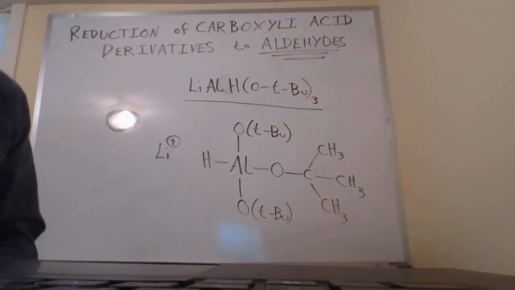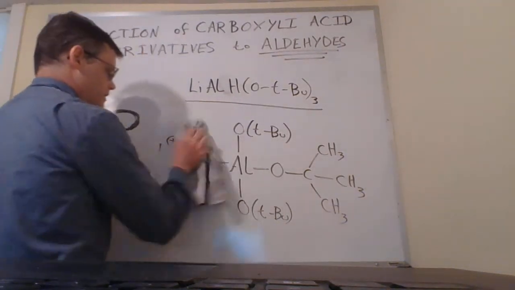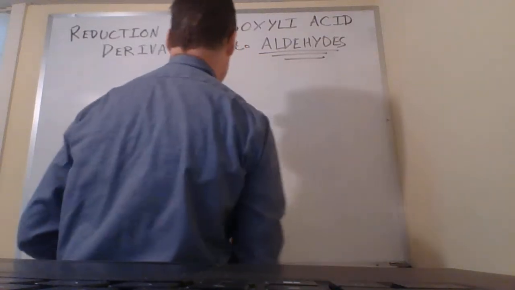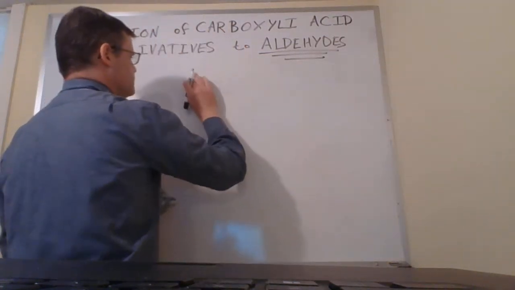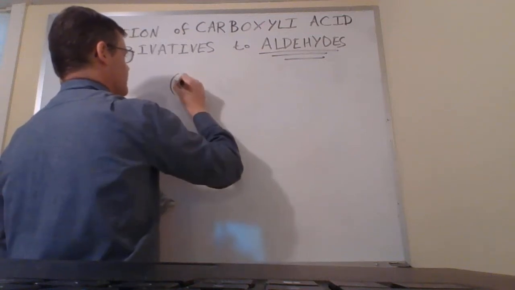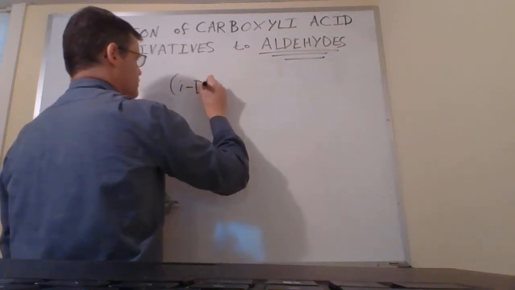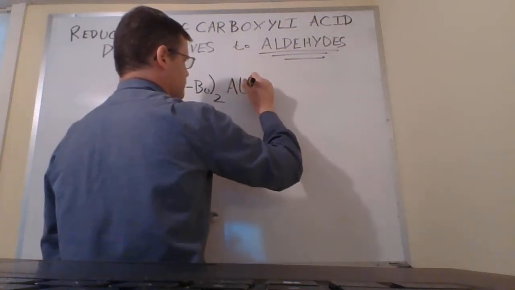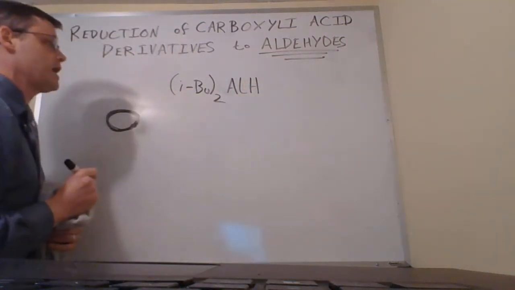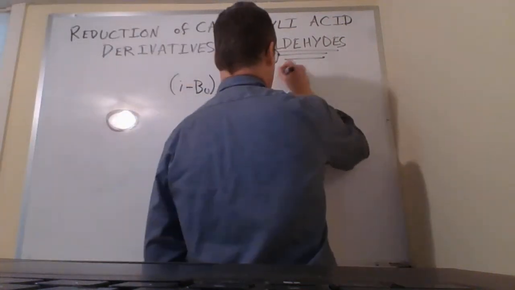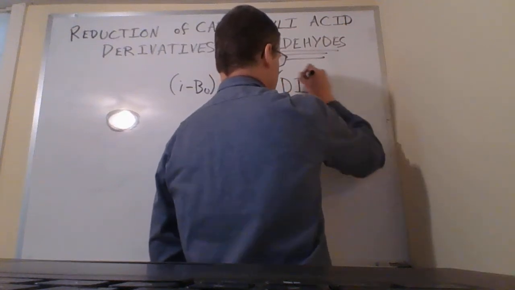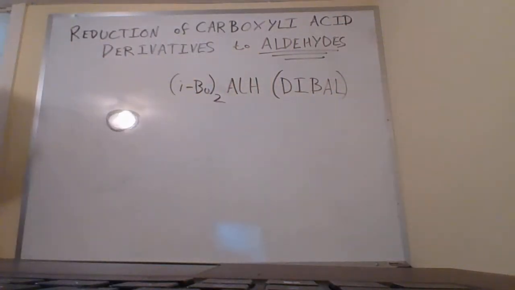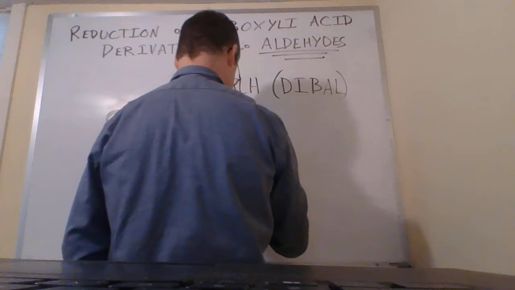A second one that we could use is diisobutyl aluminum hydride. So i-Bu, two of those attached to aluminum, and we've got one hydrogen attached to that aluminum. So diisobutyl aluminum hydride. This is often abbreviated as DIBAL. And what this is going to look like.